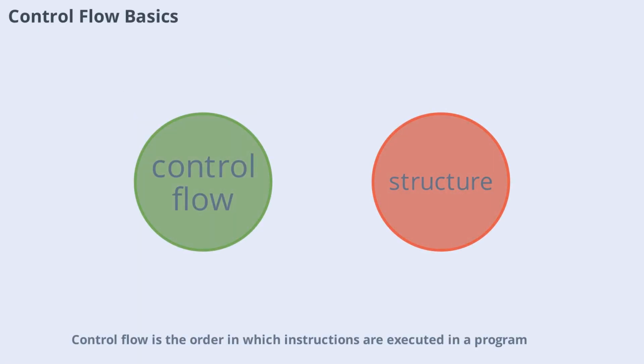Control flow is the order in which instructions are executed in a program. By default, code runs from top to bottom, but sometimes you want to make decisions or repeat actions. Control flow structures like if statements and loops let you control which parts of your code run and when. Mastering control flow is key to writing programs that can make choices and handle different situations automatically.